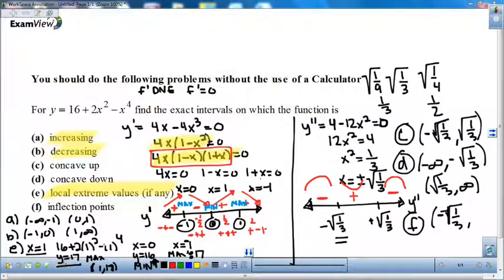And we substitute that into the original equation to get the y value. So we're going to substitute the square root of 1/3 into the original equation to get what my y values are. When we substitute that, we're going to get 149 over 9 for both points. So remember, if it asks what the inflection points are, you need to give the coordinate. If it just asks what the x coordinates are, you just need to give the x coordinate and not find the y value.